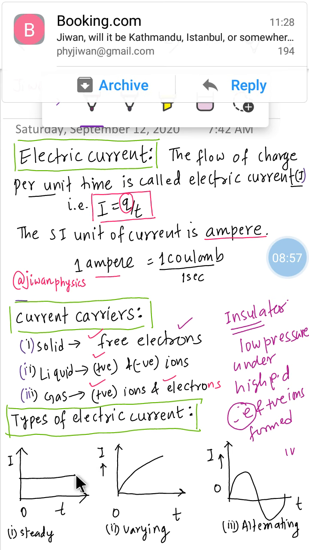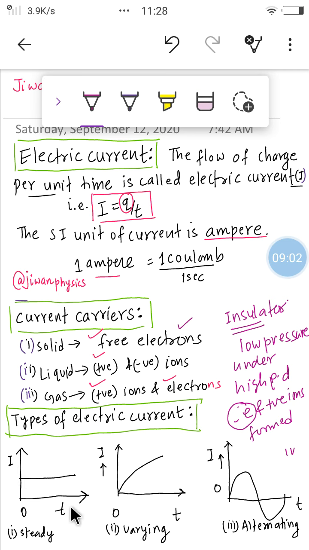So we have variation of electric current with time. So we can see the different types of electric current. So we have steady current, we have varying current, we have alternating current. So in case of steady current, this is the nature of the graph. We have a straight line, okay, and this line is parallel to the time axis, and this is called the steady current. There is no change in the magnitude of current. So this is ideal steady current, and this is a varying current.